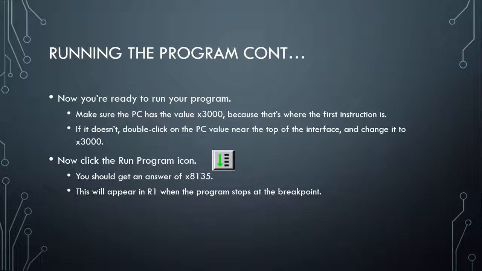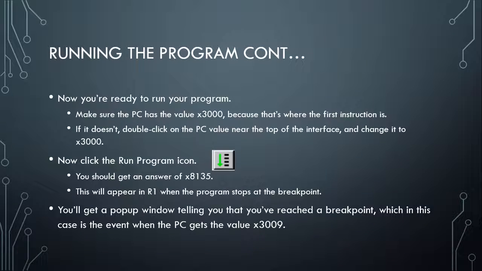Running the program, we are now ready to do so. Make sure the PC, or the program counter, has a value of 3000, because that's where the first instruction is. If it doesn't, double click on the value there and change it to 3000. Now run the program icon and you should see an answer of 8,135 in register 1 when the program stops at the breakpoint. You'll get a pop-up window telling you that you've reached a breakpoint, which in this case is the event when the program counter gets the value of 3009.